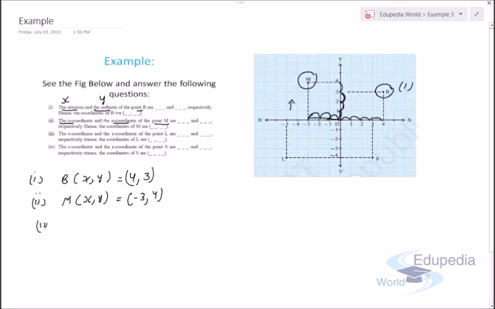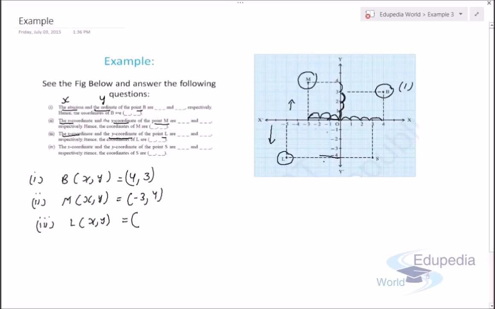Now the third question is the x coordinate and the y coordinate of point L. So here is point L. So for L, x and y: x is in a negative direction and y is also in a negative direction. So both the numbers will come out to be negative.